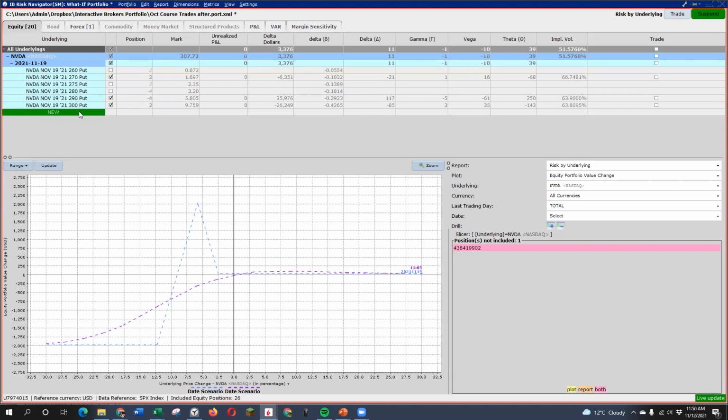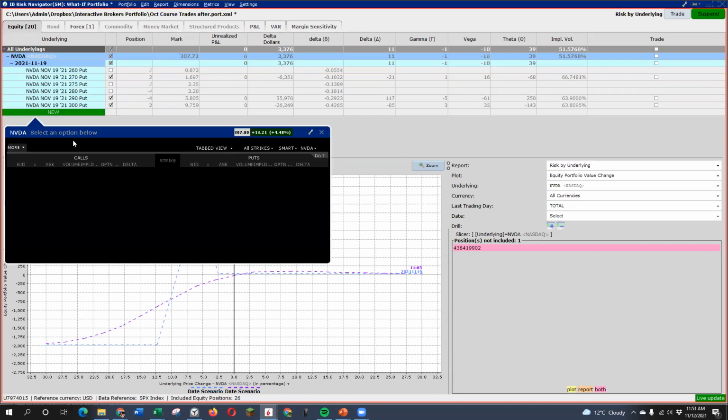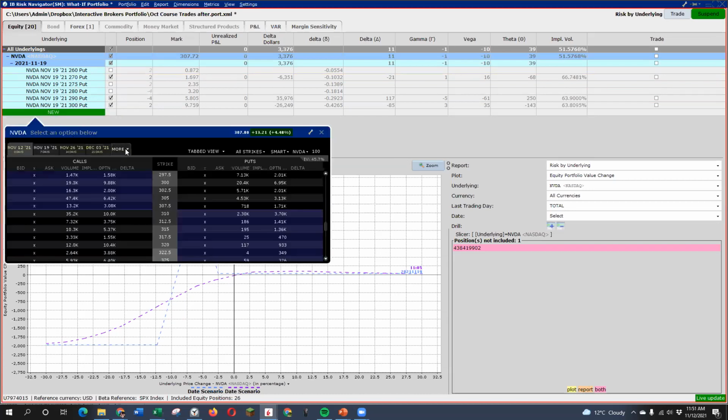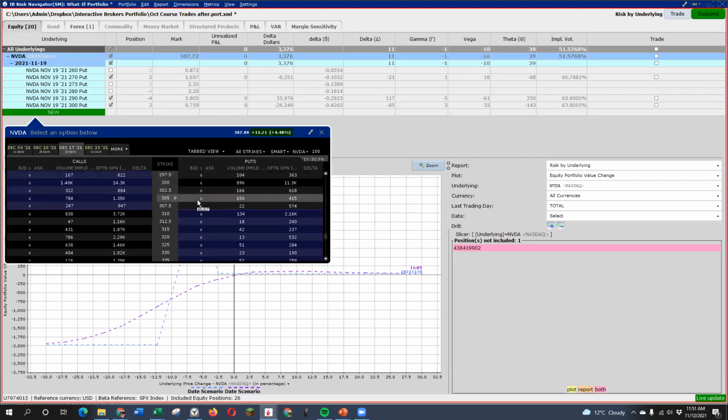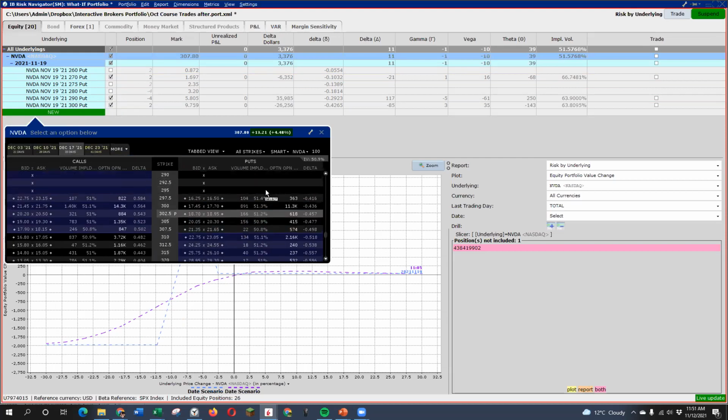Let's have a look. The volatility is still going to be pretty high for December expiration. 51%, not quite as high as that 65%. So you're not getting as much bang for your buck in terms of selling the volatility, but certainly a little bit safer, a little bit less risky.